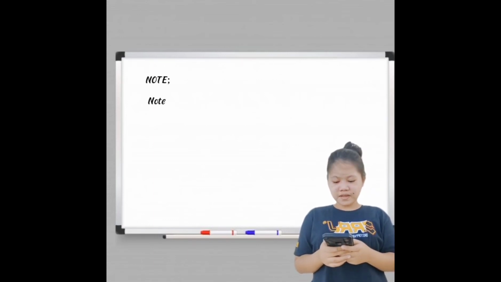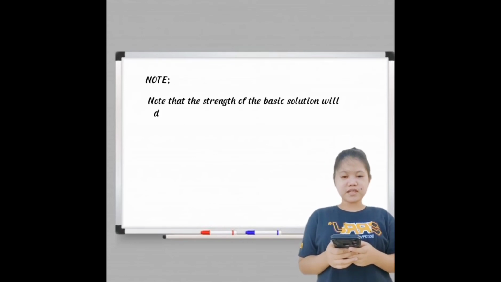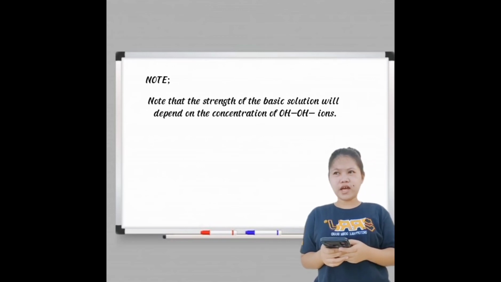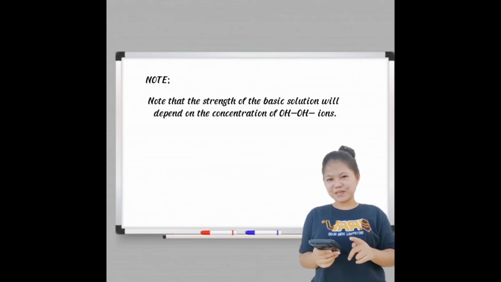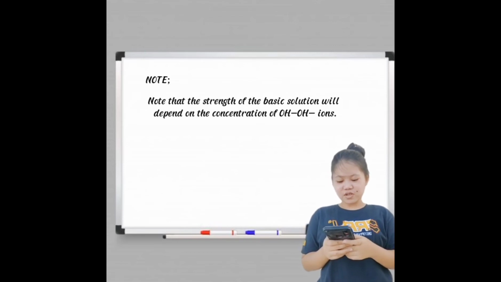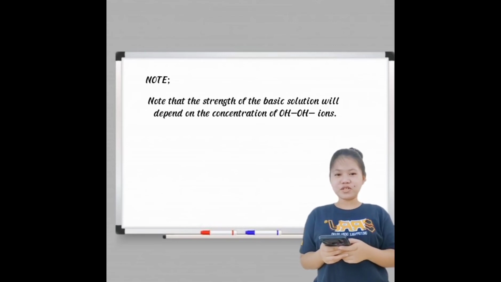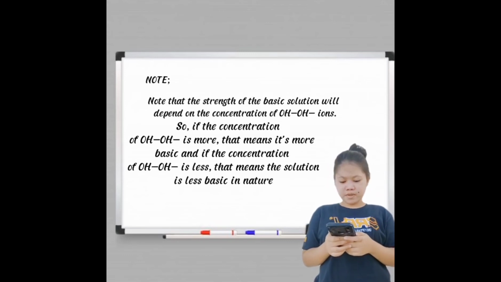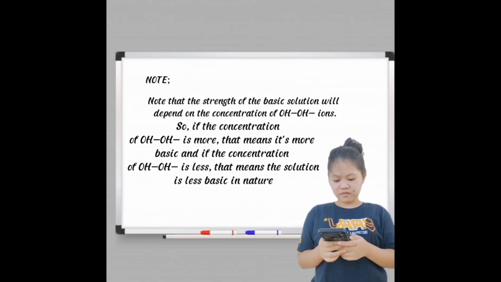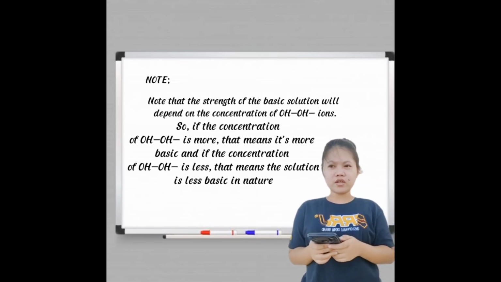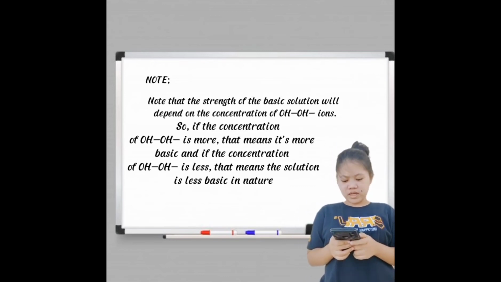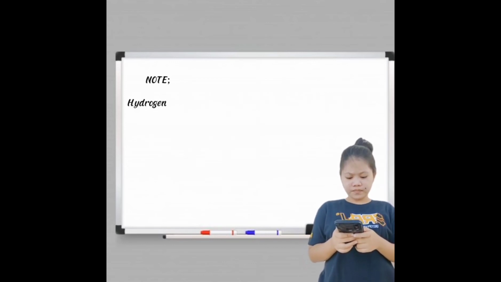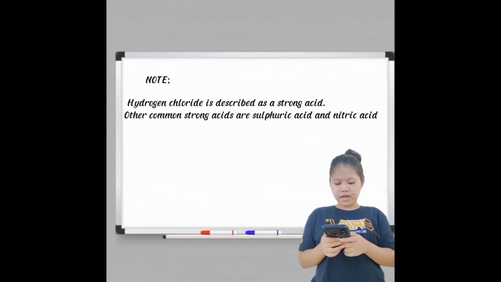Note that the strength of a basic solution will depend on the concentration of hydroxide ions, OH negative. If the concentration of OH negative is more, it means the solution is more basic, and if the concentration of OH negative is less, that means the solution is less basic in nature. Hydrogen chloride is described as a strong acid.